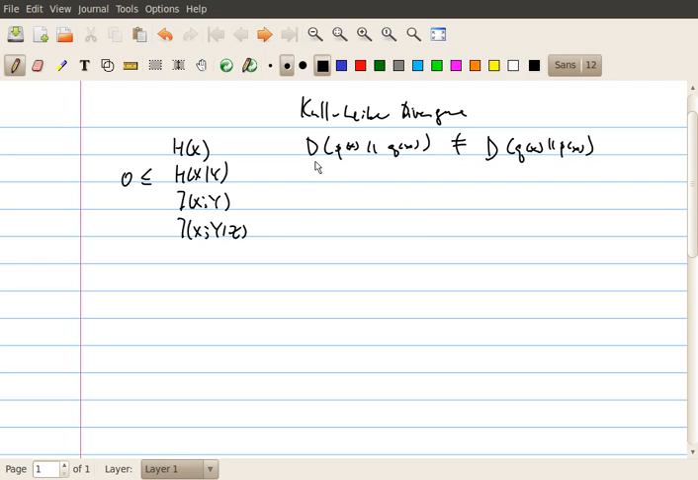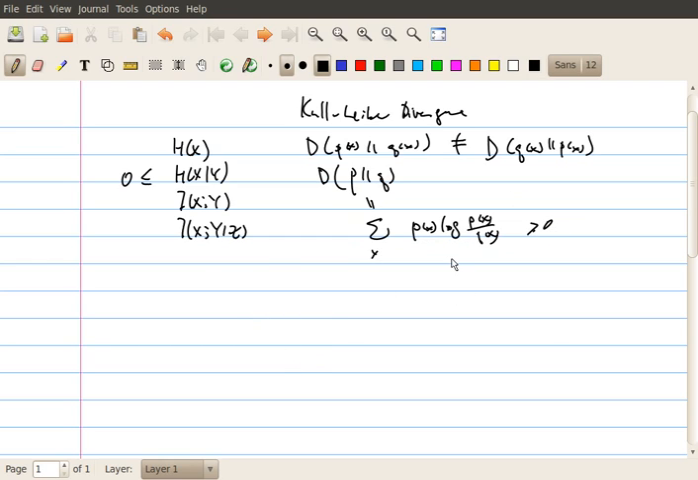Note that this measure is over two distributions, so I have written Px and Qx. Sometimes you just use shorthand notation, just D(P||Q) like this. And this D(Px||Qx) is defined as the sum over x of Px log Px over Qx. So I want to show this is bigger than or equal to 0.